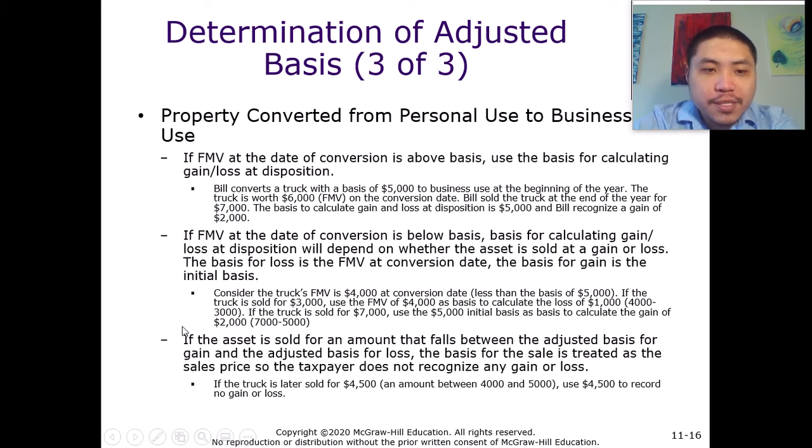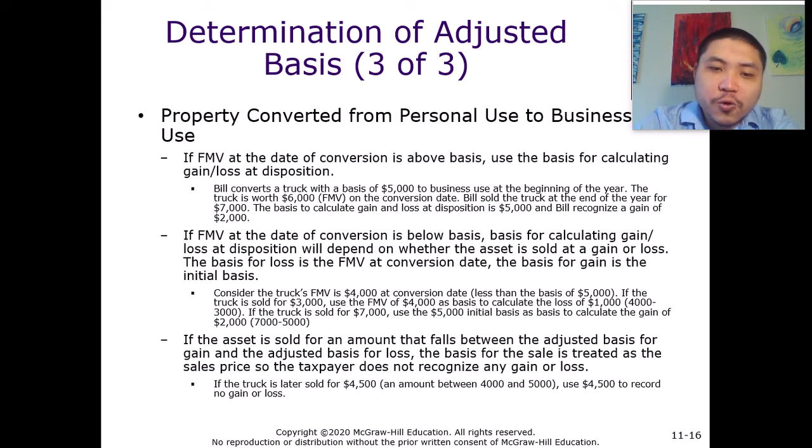Now consider that the truck's fair market value is $4,000 at conversion date, which is less than the initial basis of $5,000. If the truck is sold for $3,000, meaning now it's a loss, you can see it's significantly lower than the $4,000 even. So we're going to use the fair market value of $4,000 as basis to calculate the loss of $1,000, which is $4,000 subtract $3,000. We use this $4,000 because in this case Bill is recording a loss in disposing of this truck. So that's why we're going to use the fair market value at the date of the conversion. Okay.